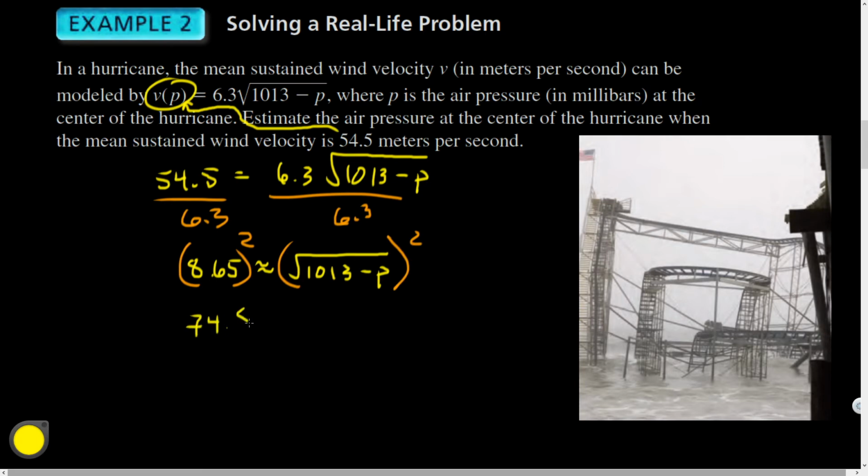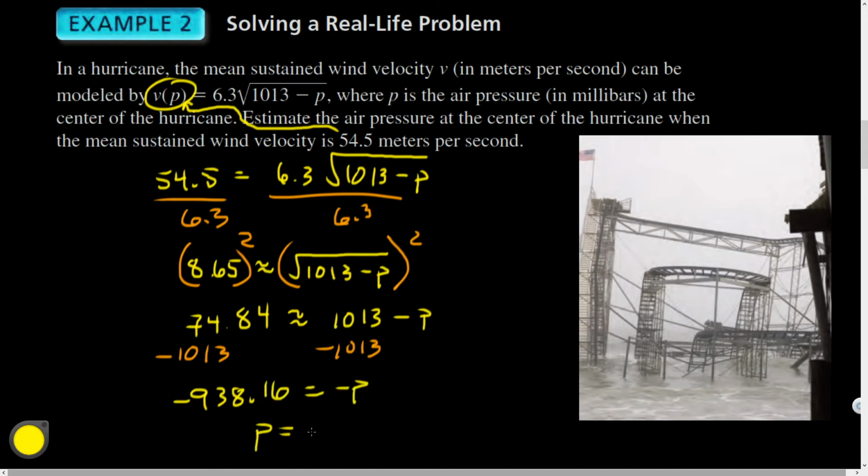So I got 74.84 after I round, is approximately equal to 1013. No, what am I doing? 1013 minus p, and minus 1013. Why do I keep writing that? Don't know why. Minus 1013 both sides. And I'm going to use this answer trick again. I'm just going to hit minus, and it automatically says answer minus 1013. And I get negative 938.16 is equal to the opposite of p.